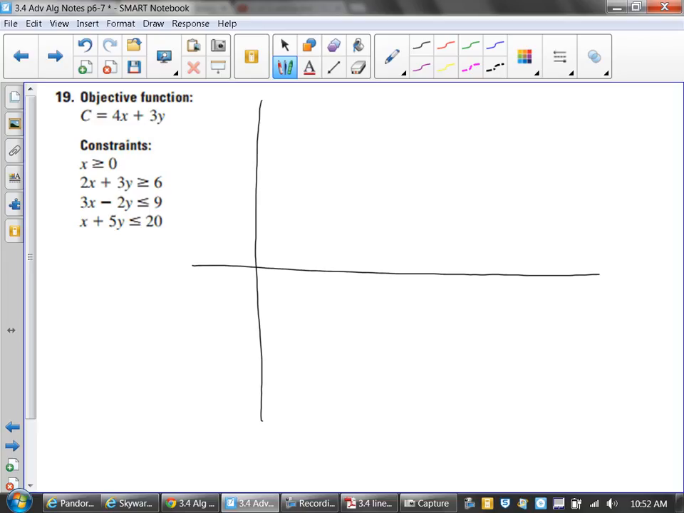I know I'm going this way. Now I cover and solve. X-intercept of 3, y-intercept of 2. Connect them. And I know that it has to be greater than 6. So 0, 0 is false, so it's going outward. So I'm going that way right now.